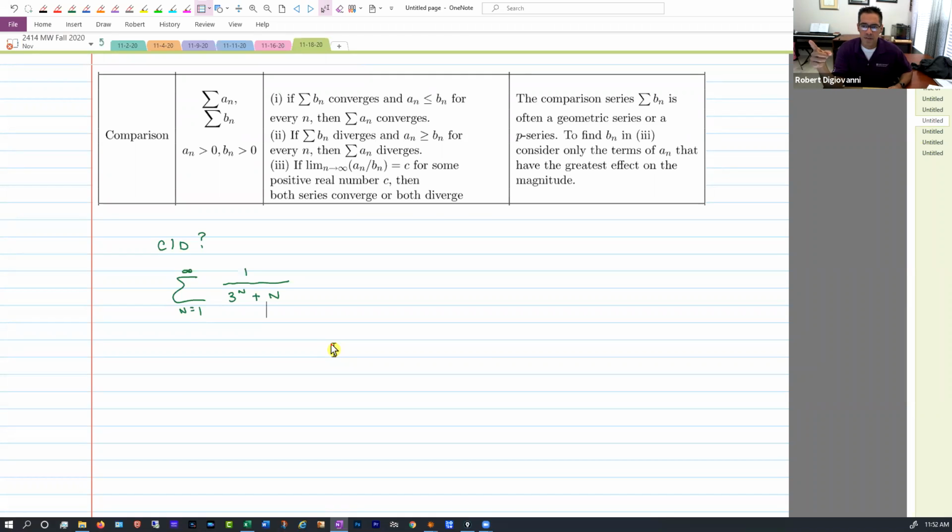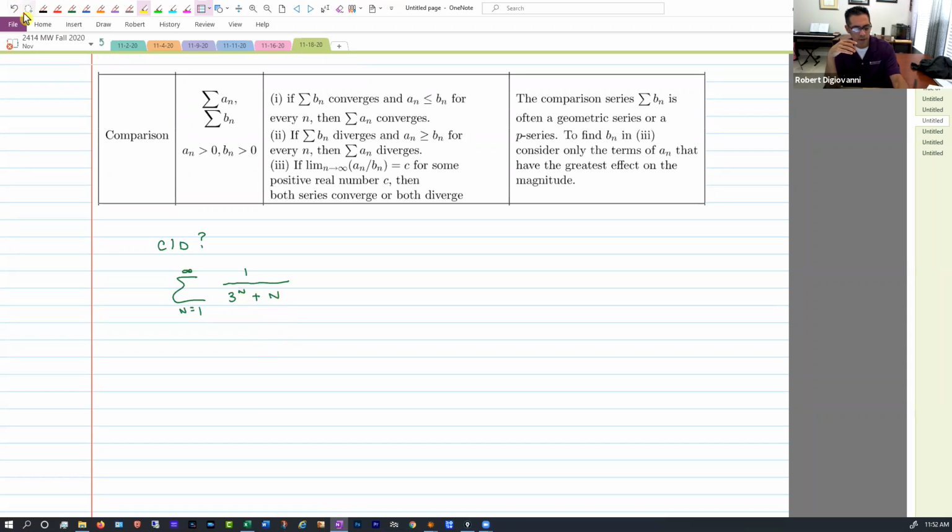Nth term test fails. I'm not going to write it down. That goes to 0, doesn't it? The sequence goes to 0. Okay. Is it geometric? I mean, kind of, right? But then you have that plus n down there, which makes it not geometric. But if this n wasn't there, it would be geometric, wouldn't it? Okay.